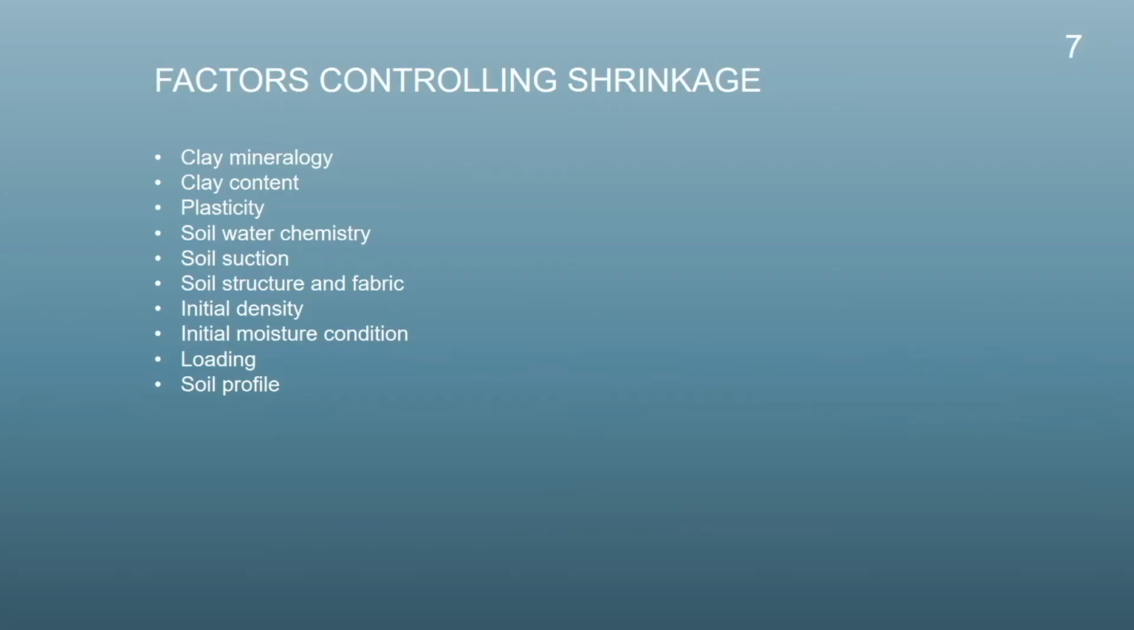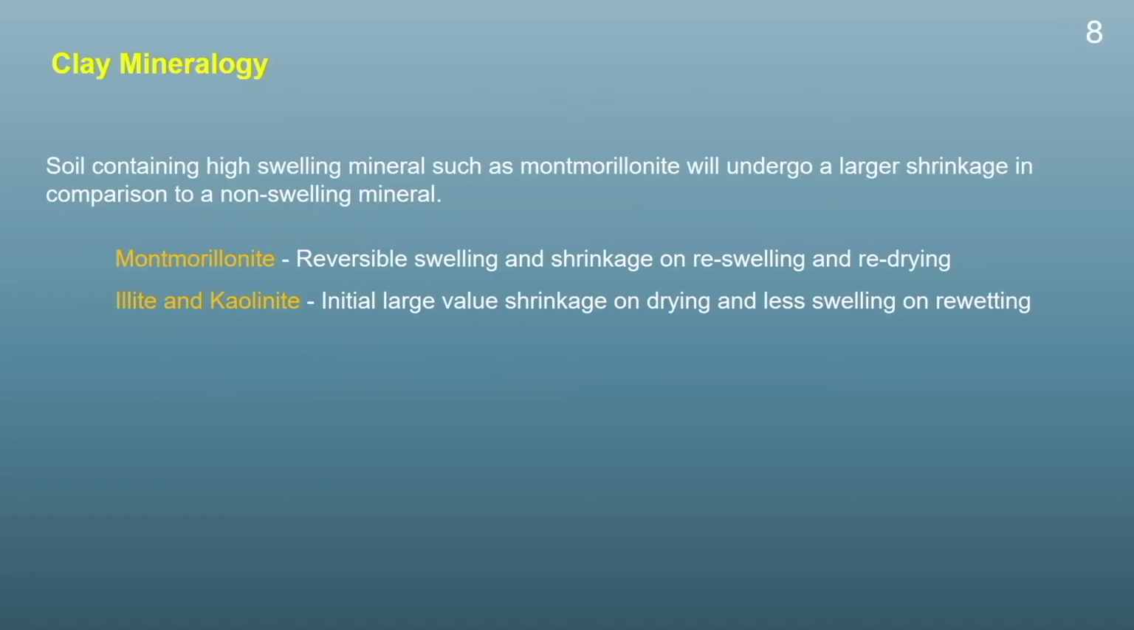Now, going by the factors which control the shrinkage, the main factors which control the shrinkage behavior are the clay mineralogy, the clay content, plasticity, soil water chemistry, soil suction, soil structure and fabrics, initial density, initial moisture content, loading, and soil profile. So, we will go one by one on all these factors. I will start with the clay mineralogy.